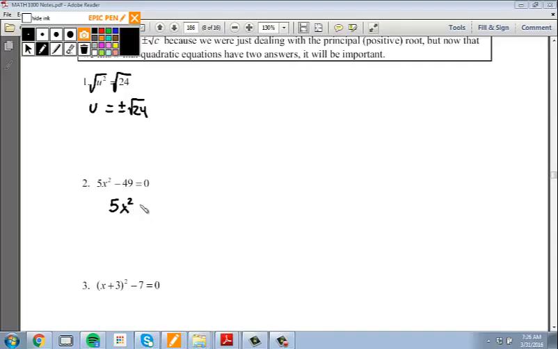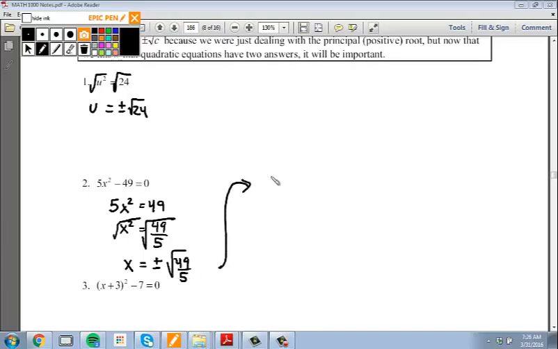Let's try again. Number 2. We're going to solve for x, so we're going to add the 49. Then we're going to divide by 5. And then take the square root to get rid of x squared. So x is equal to plus or minus the square root of 49 over 5. Now this is the part where some of you I know are going to have to practice. But square root of 49 over the square root of 5 is how this can be split up. But square root of 49 is 7. So I have plus or minus 7 over the square root of 5.